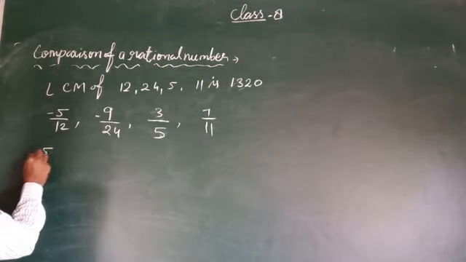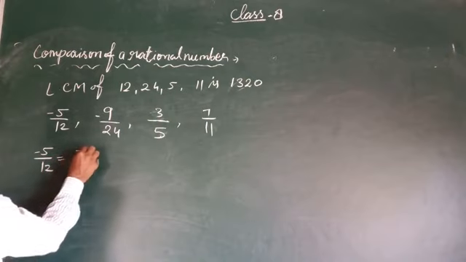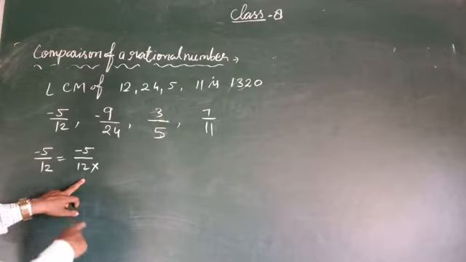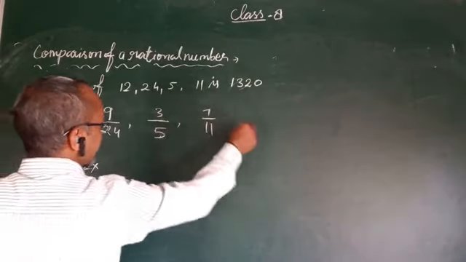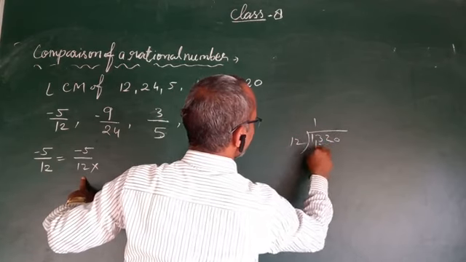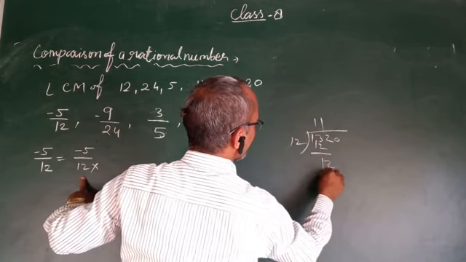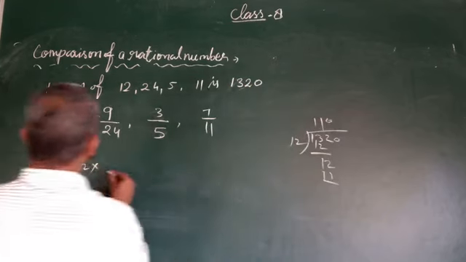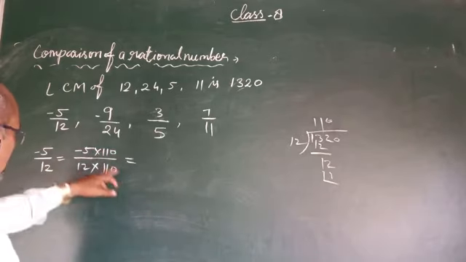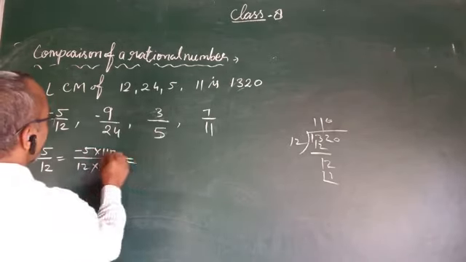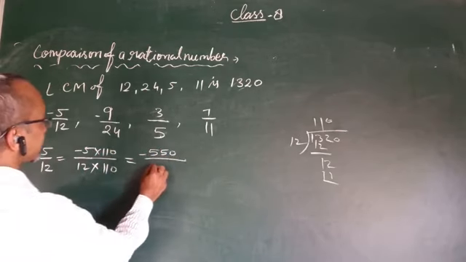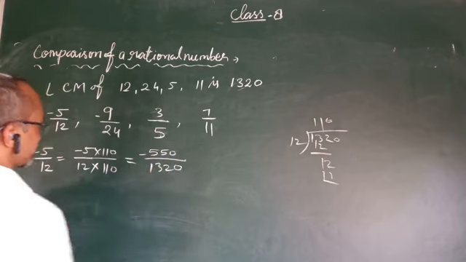So minus 5 upon 12 equals minus 5 upon 12 into. You have to find here by which number you should multiply to get 1320. 1320 divided by 12: 12 1s are 12, 12 1s are 12, 0. 110. So multiply by 110. 110 times 5 is 550. Minus 550 upon 1320.